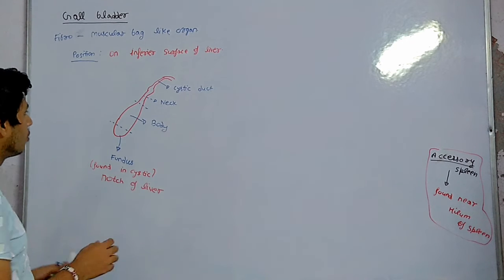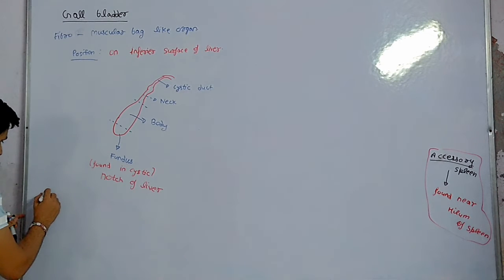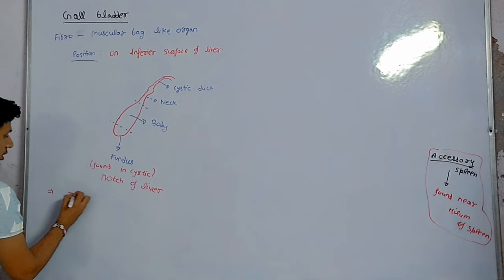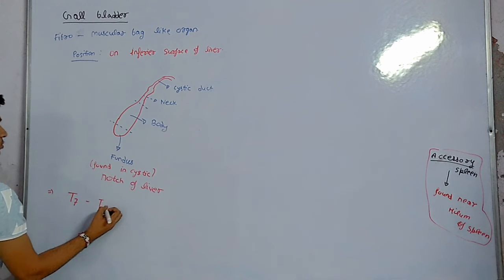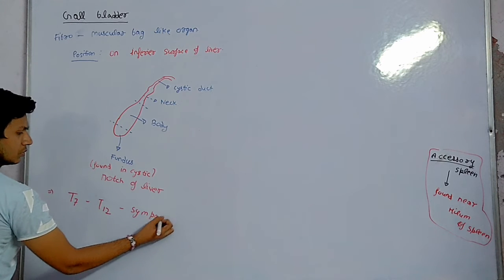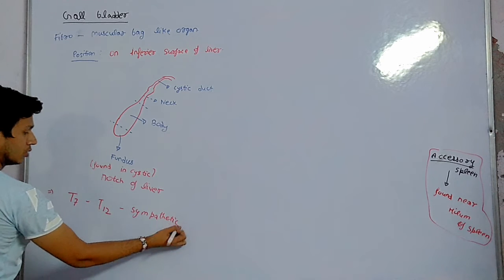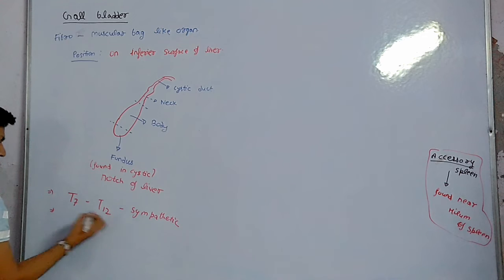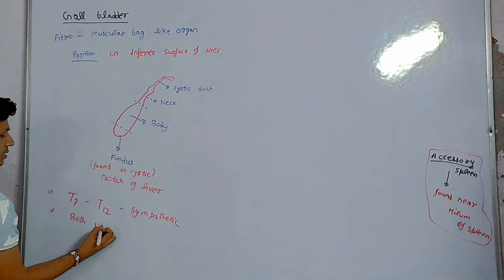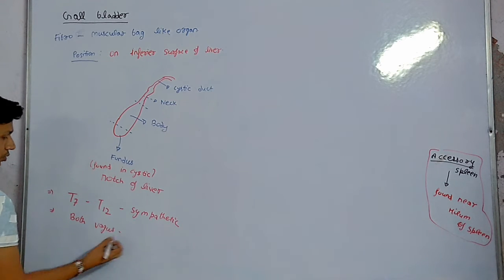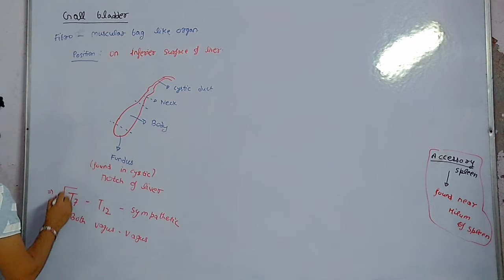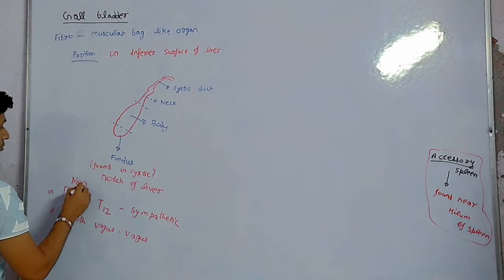First, let's talk about their nerve supply. Nerve supply of the gallbladder is T7 to T12 sympathetic and parasympathetic from the vagus, both vagus. This is the nerve supply of the gallbladder.